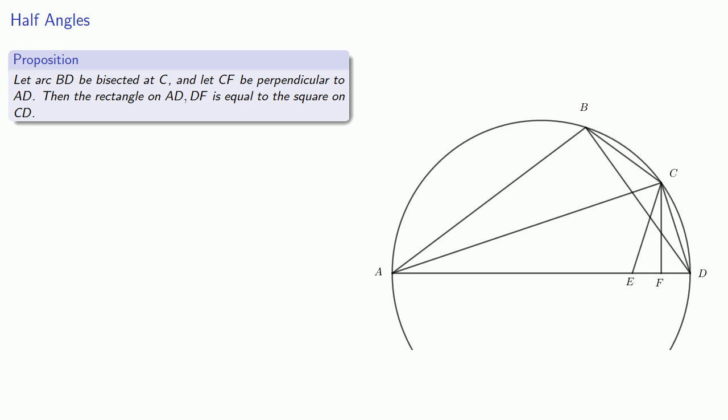What this means is that we'll be able to get the length of this segment that's cut off by the perpendicular, and that's important because we also have the following: let arc BD be bisected at C, and we'll drop CF perpendicular to AD. Then the rectangle on AD and DF is equal to the square on CD. And this one is straightforward from similarity. We know that triangle ACD is actually similar to triangle CFD. And so there's proportionality between the sides, where CD is a common side, and that gives us our rectangle on AD and DF equal the square on CD. And the previous proposition told us how to find DF, and AD is just going to be the diameter.